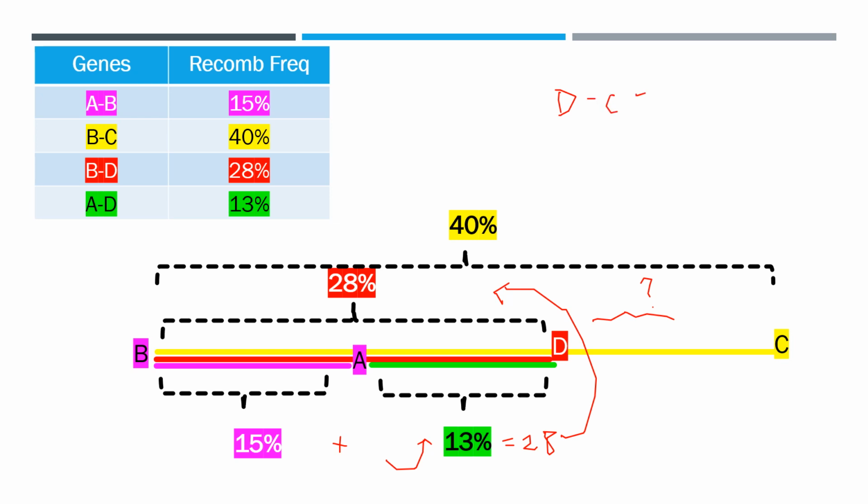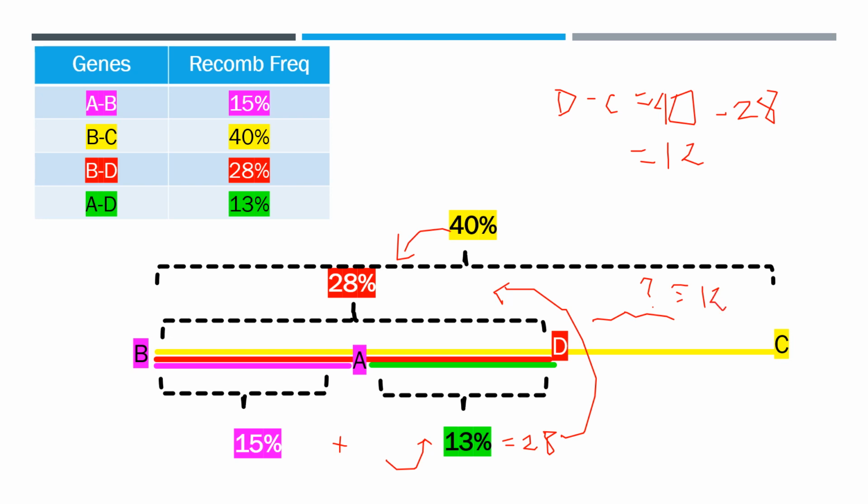It's pretty easy. It will be 40, that is the large distance, minus 28. So the large one minus this one will give us 12. So based on the information, we will get something closer to 12 if we do that experiment.